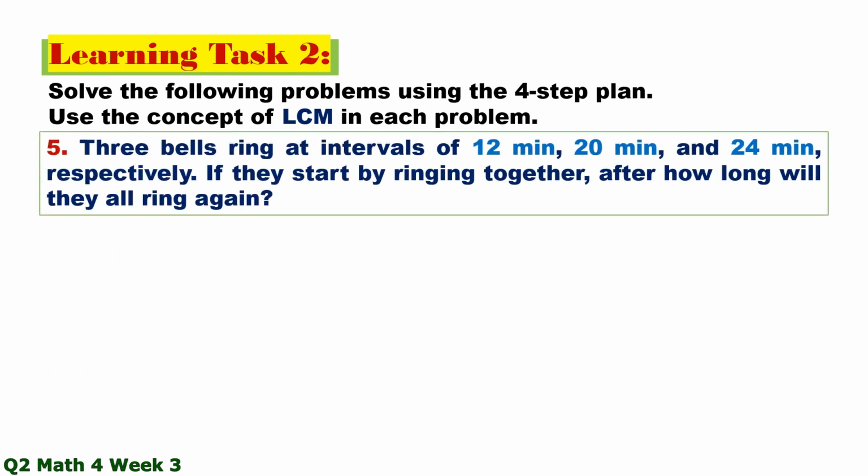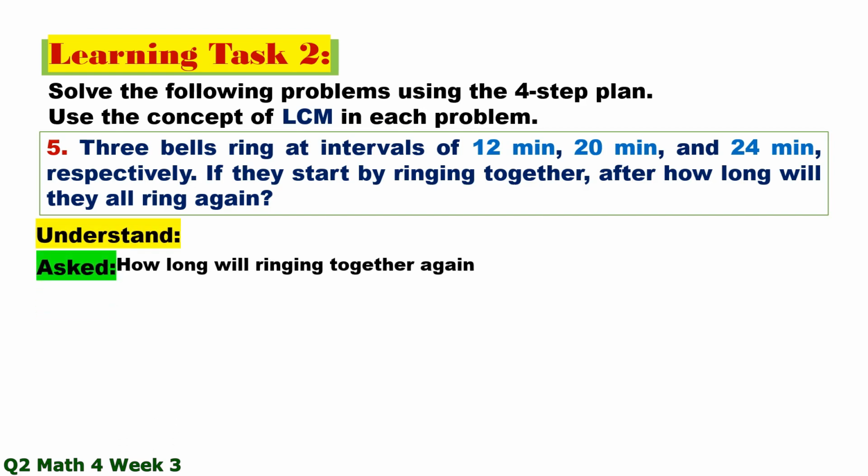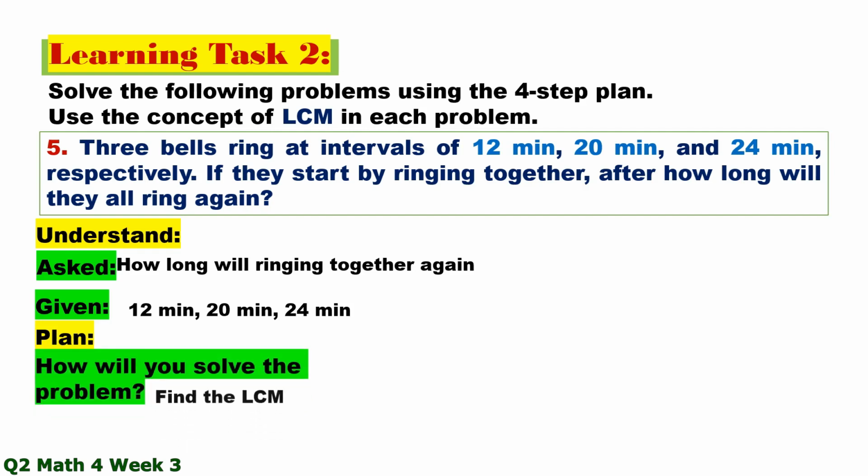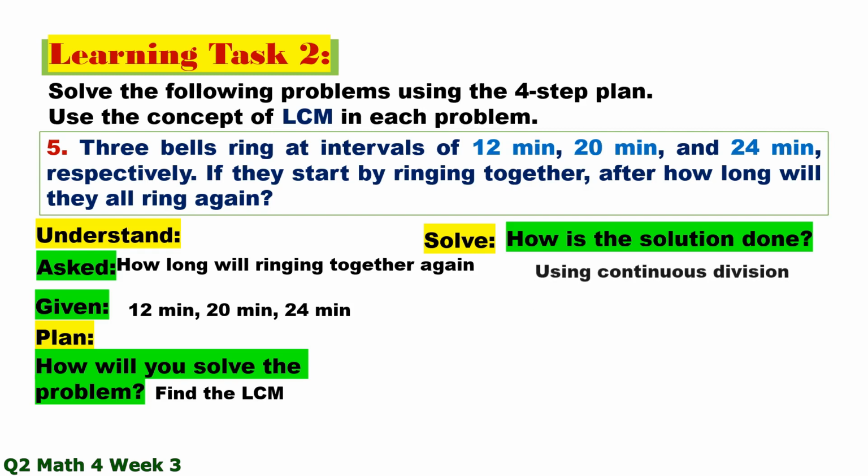Number 5. 3 bells ring at intervals of 12 minutes, 20 minutes, and 24 minutes, respectively. If they start by ringing together, after how long will they all ring together? What is asked? How long until they ring together again? Given: 12 minutes, 20 minutes, and 24 minutes. How will you solve the problem? Find the LCM.